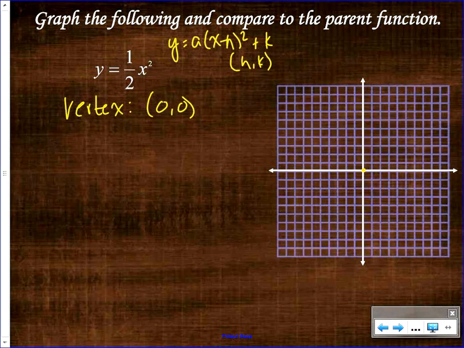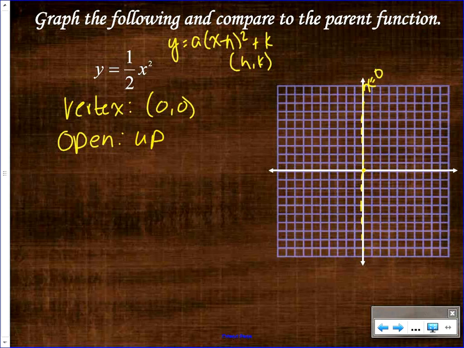Okay. My line of symmetry is where? X equals 0. Good. What does the 1/2 do? It is not slope. It changes what? Okay, is it going to open up or down? Let's start with negative and positive. It opens up, because it's positive.